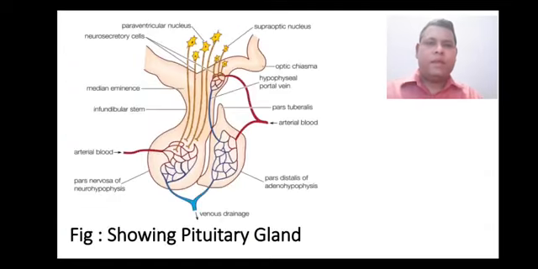You can see the diagram of the pituitary gland showing the different lobes: the adenohypophysis lobe and the neurohypophysis lobe, the anterior pituitary gland and the posterior pituitary gland.